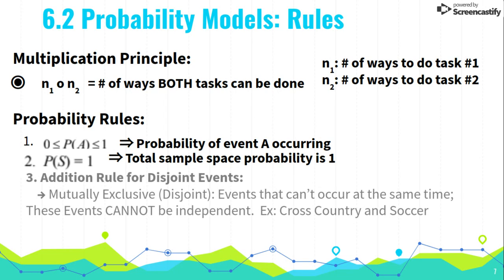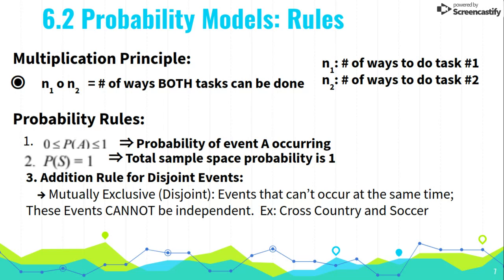The addition rule for disjoint events. Before telling you what it is, it's important to understand what mutually exclusive or disjoint mean. They both mean the same thing. They're events that can't occur at the same time. For example, cross country and soccer. These are events that, like at MHS, you can't play at the same time in the fall. So they're mutually exclusive and disjoint, same thing.